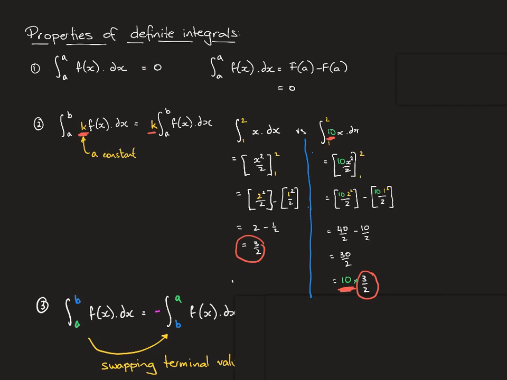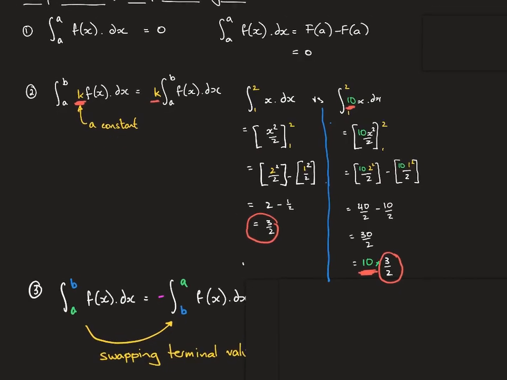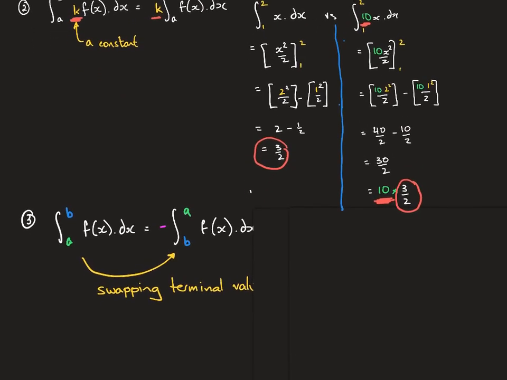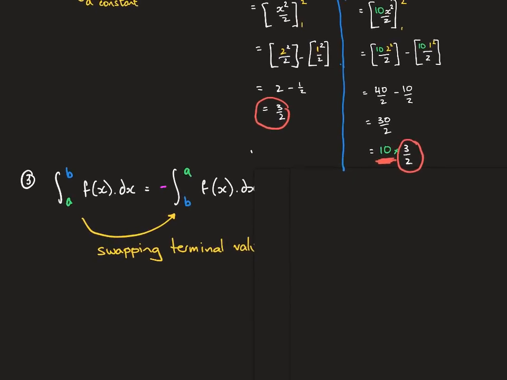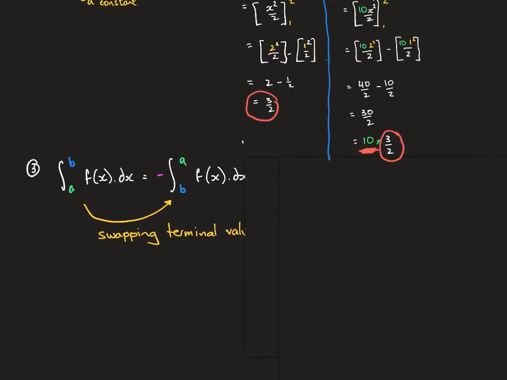That's perfectly correct. And then the last one I want to show you is what happens when you swap the terminals around. This might seem a bit of a weird thing to do, but it will make more sense when we look at the area under a curve. So if you swap the position of a and b around, the answer that you get is in fact the negative of the original. So let me show you here.